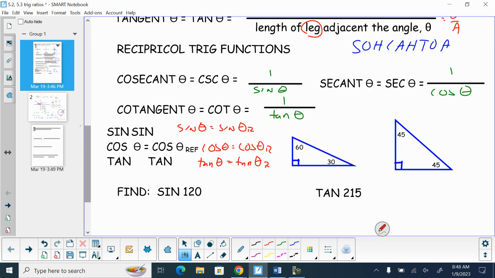We have some special right triangles. We have a 30-60 right triangle. Does anybody remember the ratio or the three values that go with the 30-60 right triangle?